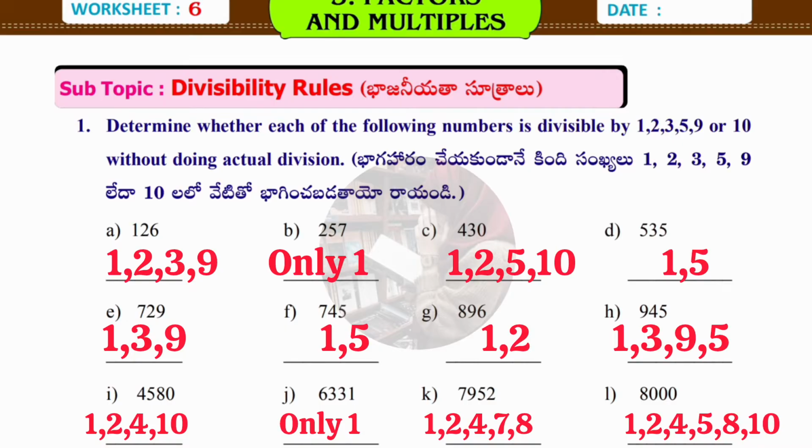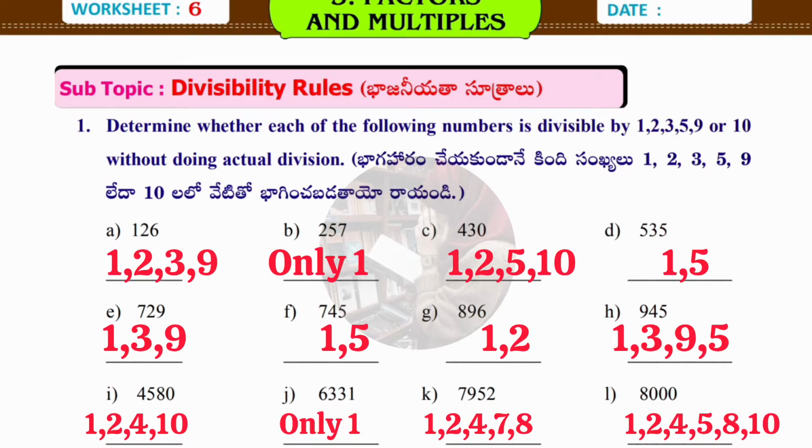Okay, next last number is 8000. Of course it goes in one table, then two table also, then four table, then five, then eight, and then 10. Okay guys, I hope you understood what I am explaining you here.